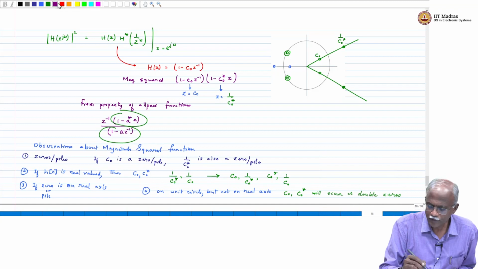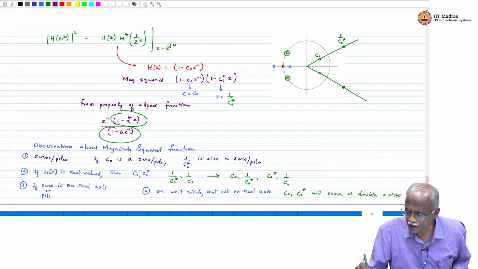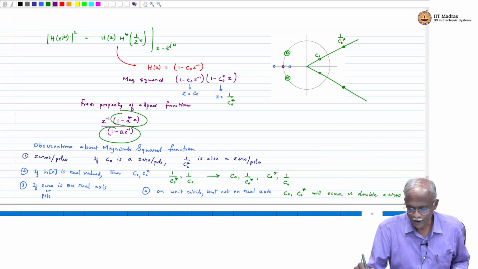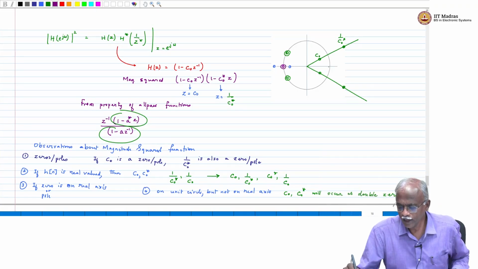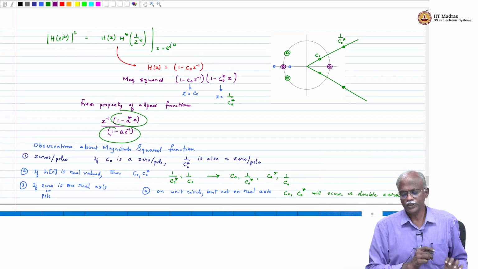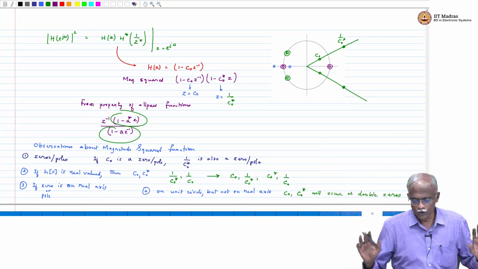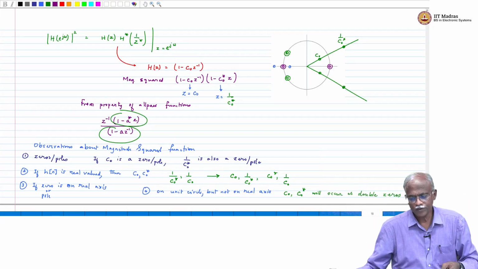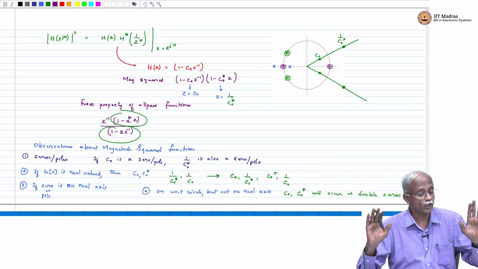What do we mean by that? If you have a zero sitting here, the reciprocal conjugate will also be there. Or if you have a zero sitting on the unit circle on this side, again you will have a double zero. So the magnitude squared transfer function has got a very unique set of properties.